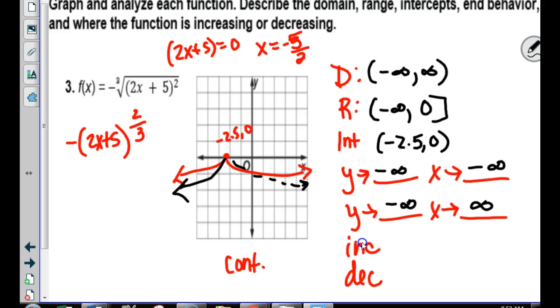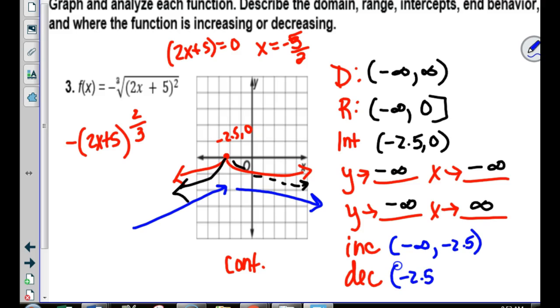All right, increasing, decreasing. Anybody? Yep, it's going up and then it's going back down. You go left to right, remember? So it's increasing from negative infinity till negative 2.5 and decreasing from negative 2.5 to infinity. And it's not increasing or decreasing at any particular point, so you always use parentheses with those.